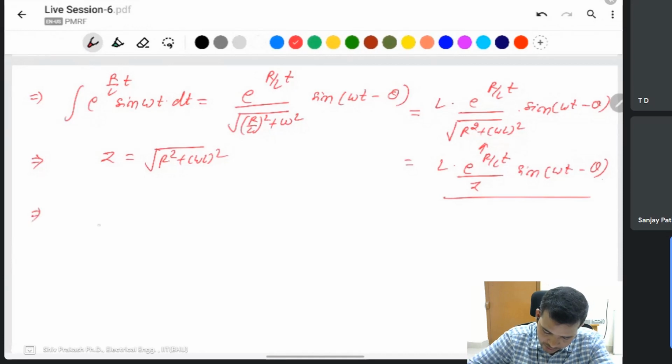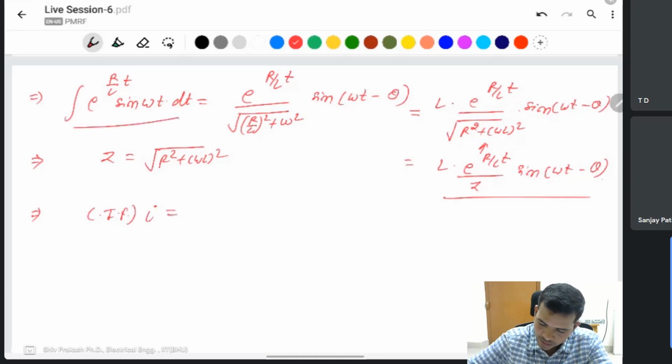Then what is the i? The final solution: integrating factor into i is equal to the integration of this one, like L into e power R by L into t divided by Z.